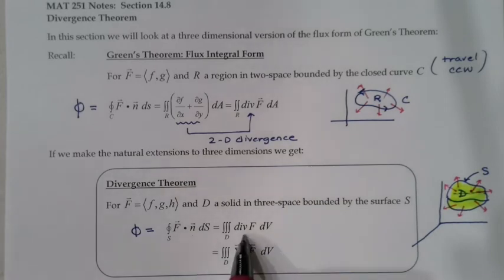Just a reminder, divergence is calculated as the gradient dot product with the vector field F. So our divergence theorem says calculate flux across a closed surface, and it must be closed, is simply the triple integral of the gradient dot product with the vector field.